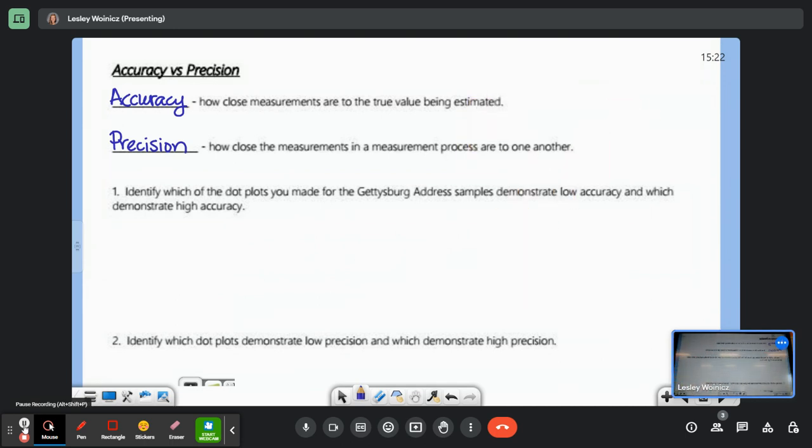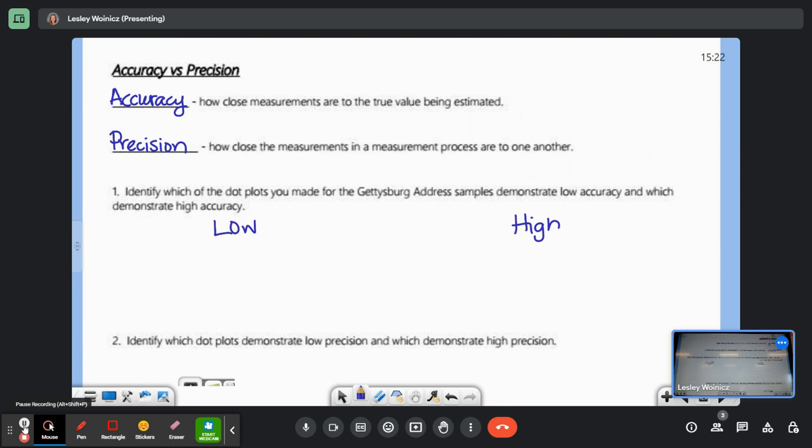Okay. Identify which of the dot plots you made for the Gettysburg Address demonstrate low accuracy and which demonstrate high accuracy. So we're going to put low over here and high over here. So go through on your screen. I want you to write down which ones you think have low accuracy and which ones have high accuracy. We already talked about two bad ones.